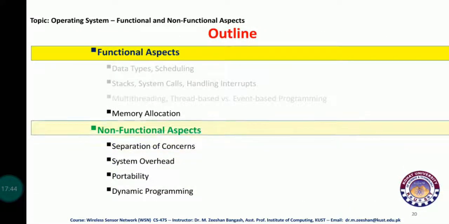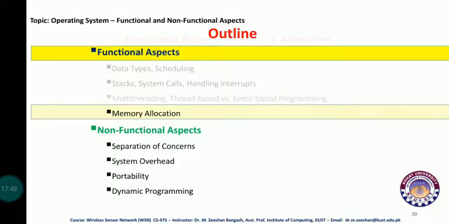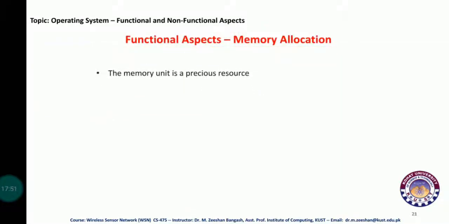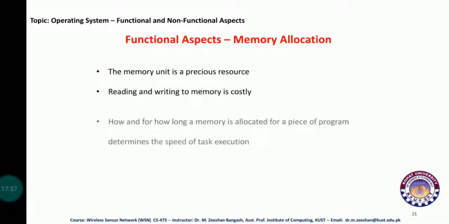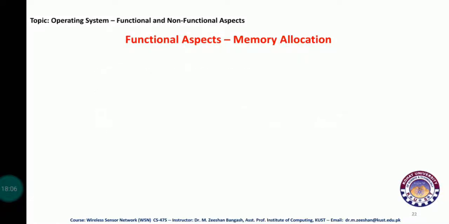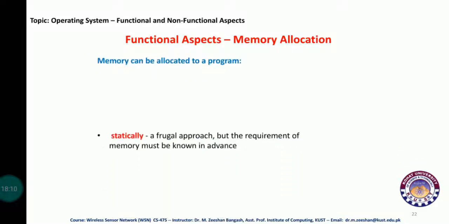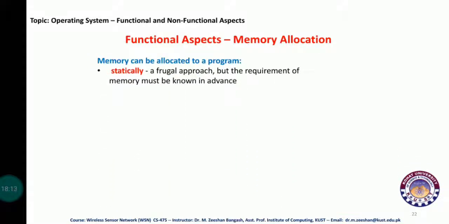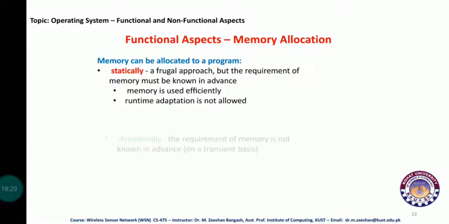Another functional aspect to be discussed is memory allocation. The memory unit is a precious resource, and reading and writing to memory is always costly. So for how long memory is allocated for a piece of a program determines the speed of the task that is executed. Memory can be allocated to a program statically, but the requirement for memory must be known in advance. So this is a challenge. Static memory is used effectively because we already know the allocation to be performed, so runtime adaptation is not allowed.